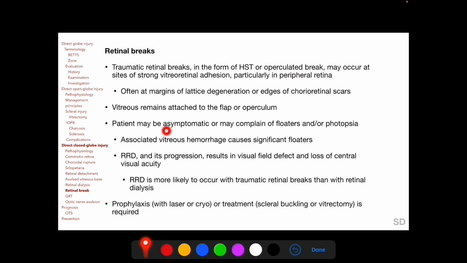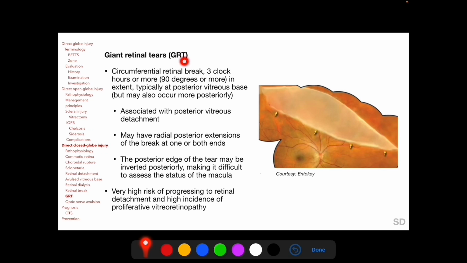Patients may be asymptomatic or may complain of floaters and/or photopsias. These patients require prophylaxis of rhegmatogenous retinal detachment with either laser or cryo, or treatment of rhegmatogenous retinal detachment with scleral buckling or vitrectomy. Giant retinal tears are circumferential retinal breaks 3 clock hours or more, that is 90 degrees or more in extent, typically at the posterior vitreous base.